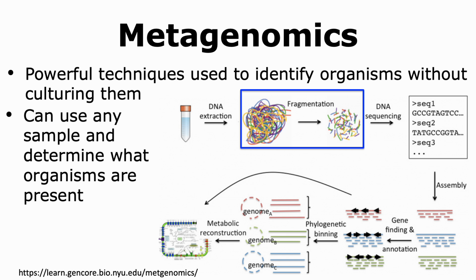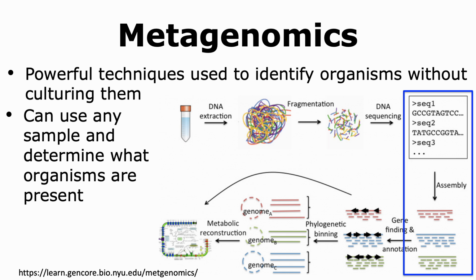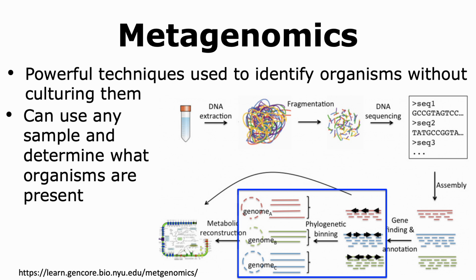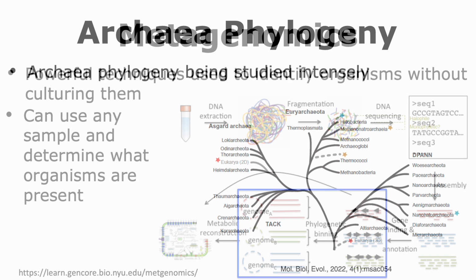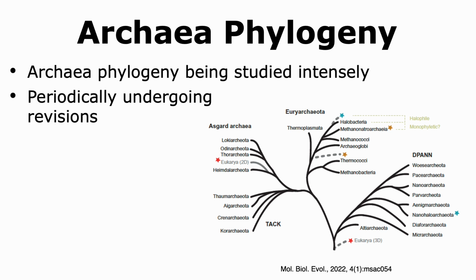The DNA is then fragmented and sent for sequencing purposes. Once the sequences of DNA are obtained, they are then assembled, and by using different types of algorithms, they are annotated and identified. These sequences can then be used for phylogenetic analysis. With the help of metagenomics, we have a lot of genetic information on different archaea, and thus the archaeal phylogeny is being studied intensely. Since this is a rapidly growing field, there are revisions that happen periodically, and hence the nomenclature that we see today may be different in the future.